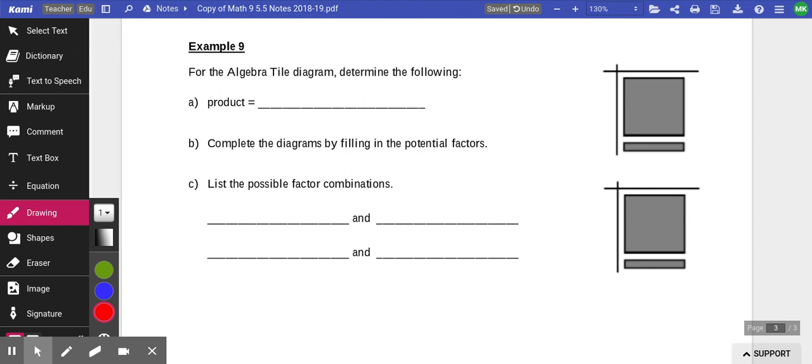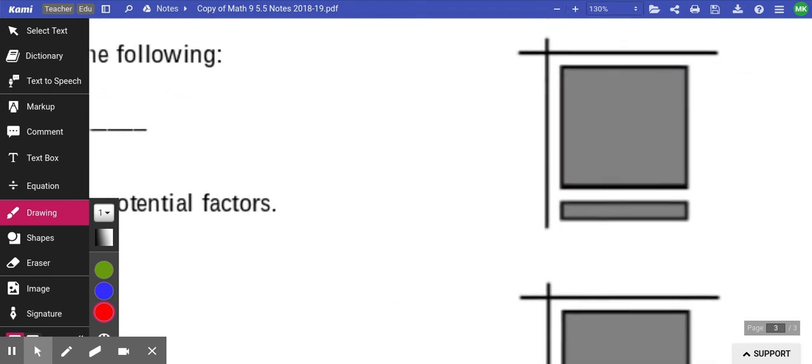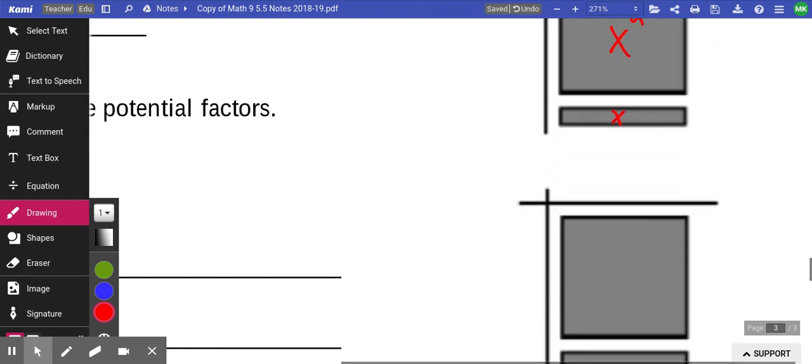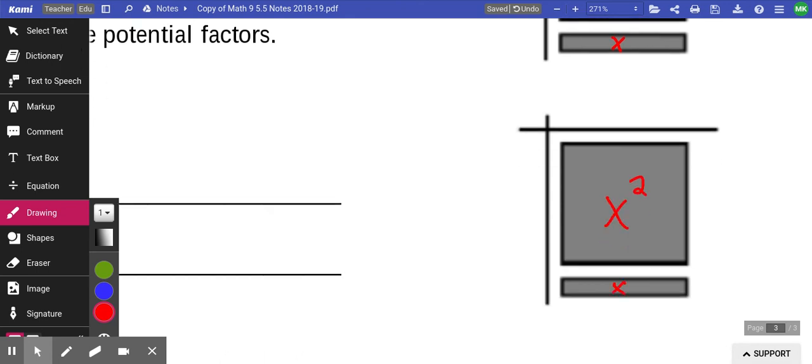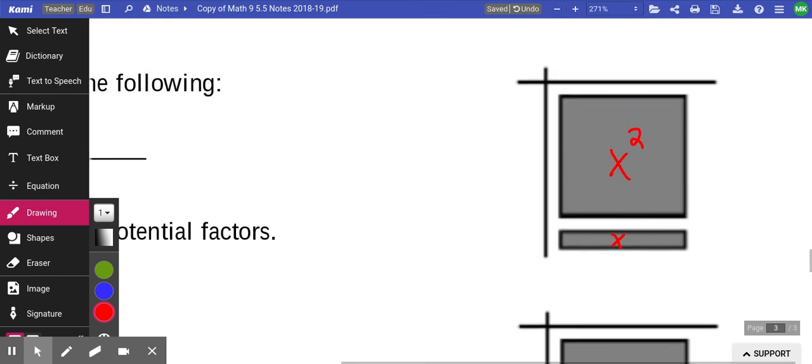If we look at this one, we could actually work it backwards too. If they only give you the inside, there's actually multiple answers for the outside. So we'll look at this. They're both the same, right? If you look at both algebra tiles, they're both the same: both x squared and x. And there's actually two answers that multiply to create them.